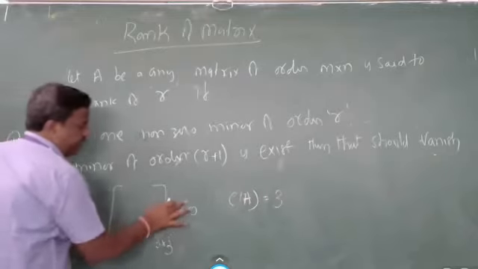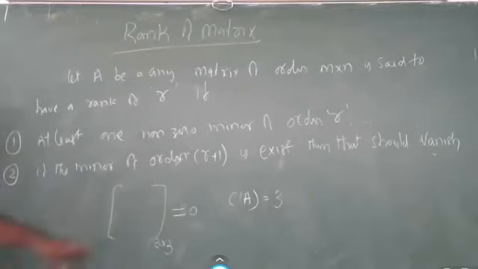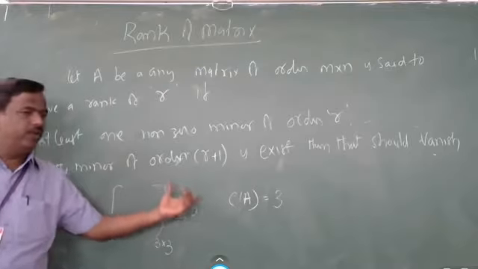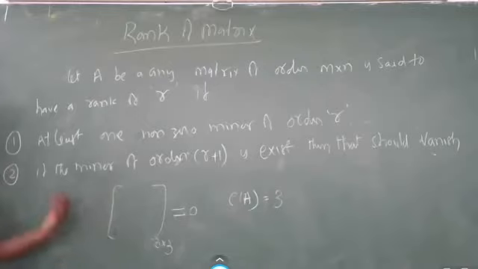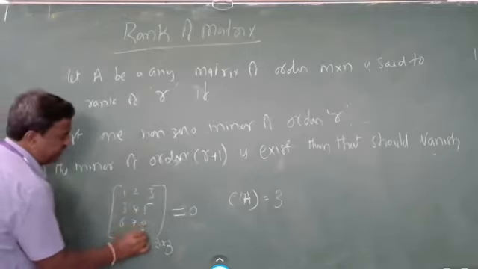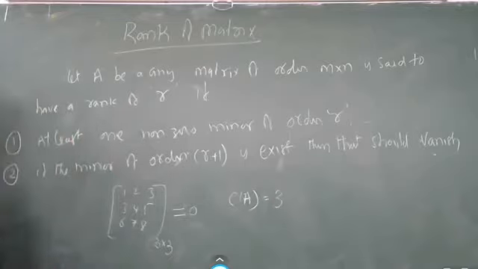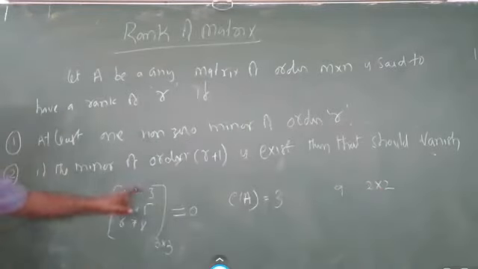Suppose the given matrix is a singular matrix, then the determinant is equal to 0. Then what happens? Now you will find the next level determinants, the submatrices. Here, 1, 2, 3, 4, 5, 6, 7, 8, 9, you have 9 elements. You will get the 9 minors of order 2 by 2.